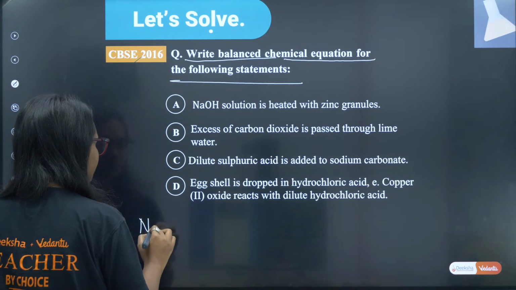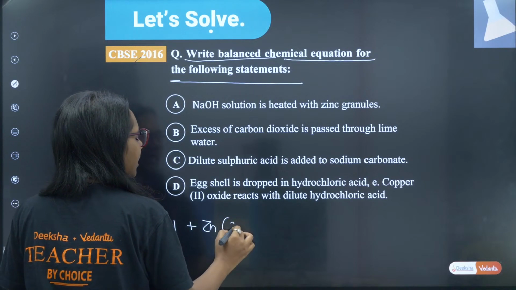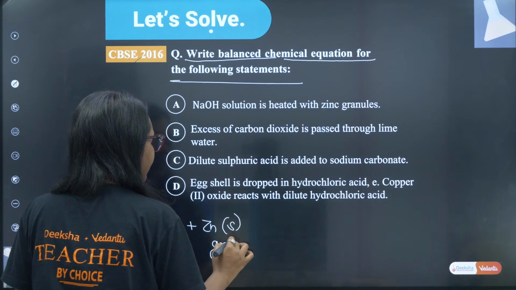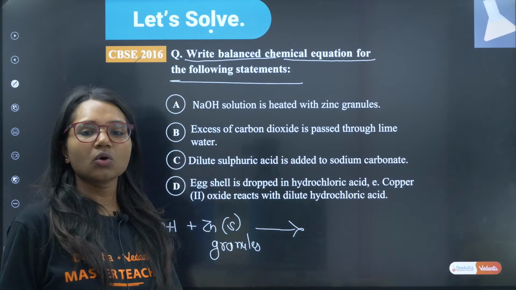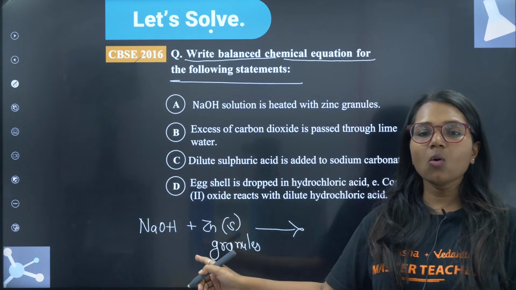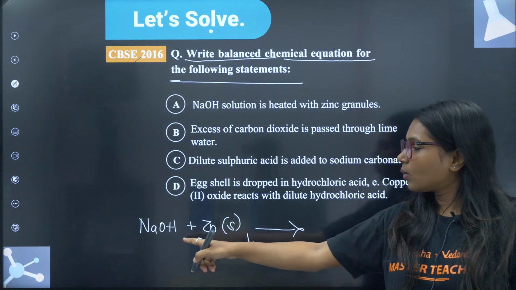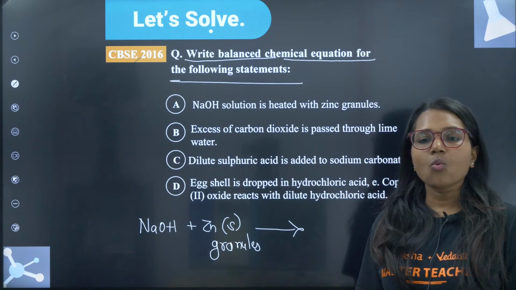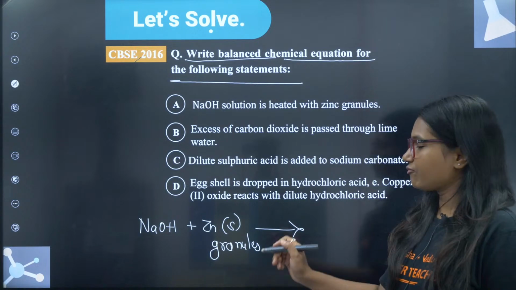So tell me guys, what product are you going to get? NaOH plus zinc granules. Zinc granule means zinc solid. Who is going to tell me the product here? NaOH is a base. You are adding NaOH base to the zinc granules. What will be the product?